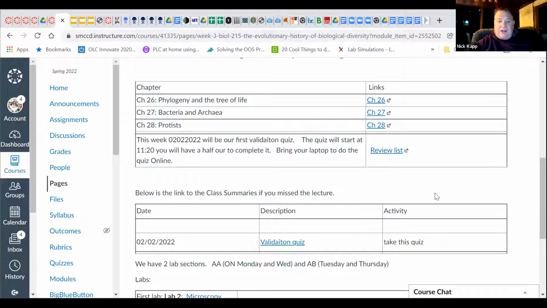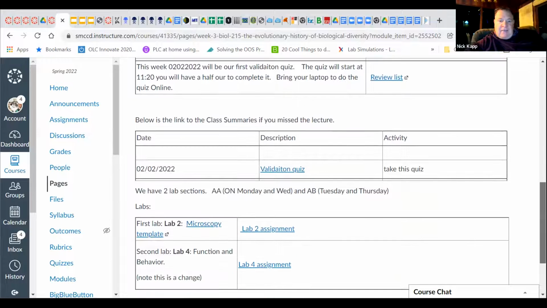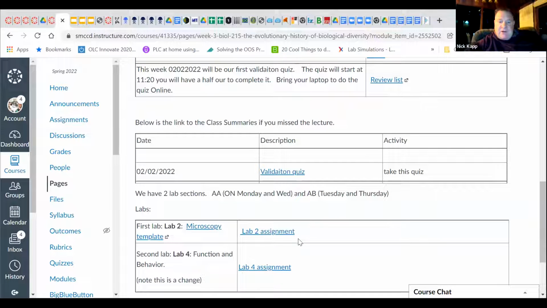We had our validation quiz on Wednesday. We could talk about that a little bit. This is a slightly different thing, open note, open books, and I'm glad you took it. The labs that we were doing this week are lab number 2 and lab number 4. Next week, we are going to be doing another set of labs. We're going to be doing a dissection lab, and a little bit of a physiology lab. And I will post those materials pretty soon.